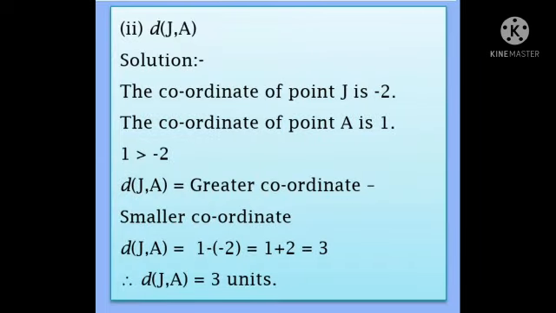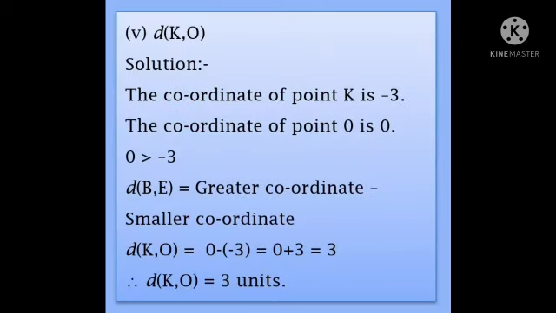Difference of JA. Solution. The coordinate of point J is minus 2. The coordinate of point A is 1. 1 is greater than minus 2. Therefore, difference of JA is equal to greater coordinate minus smaller coordinate. Difference of JA is equal to 1 minus in bracket minus 2, that is equal to 1 plus 2, that is equal to 3. Therefore, difference of JA is equal to 3 units.